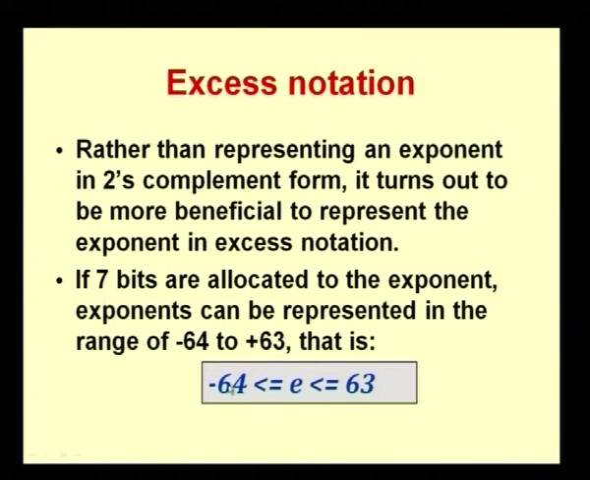With 7 bits we saw that we can go from minus 64 to plus 63. This was our range. With the 2's complement representation, you can go from minus 64 to plus 63. Now, you can see that in the exponents we have to deal with both negative numbers and positive numbers. That is why we are going for 2's complement representation.